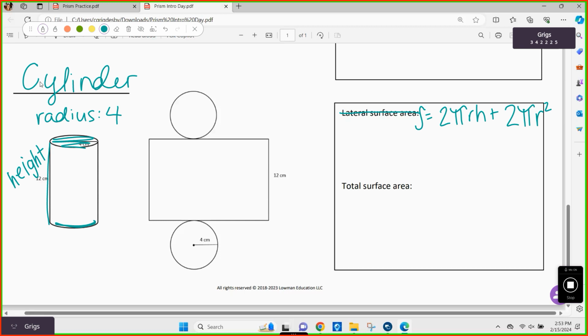Okay, so 2 stays a 2. What value do I plug in for pi? 3.14. And then my radius I plug in 4, and then my height I plug in 12, plus 2 pi, which is 3.14. It's radius squared, so I'm going to say 4 squared. They're going to be in the parentheses together.